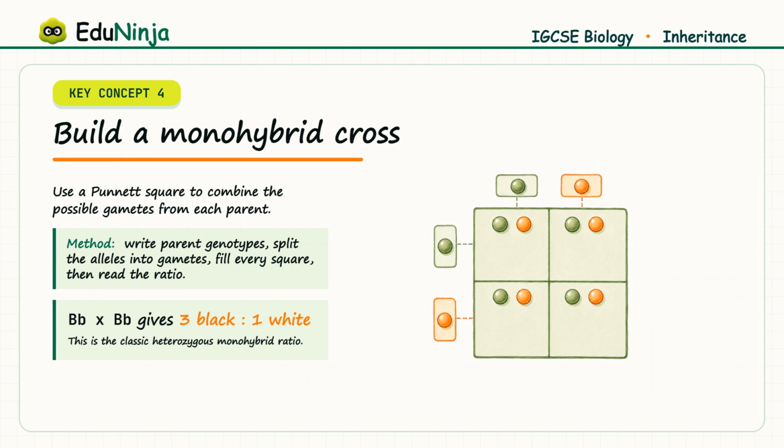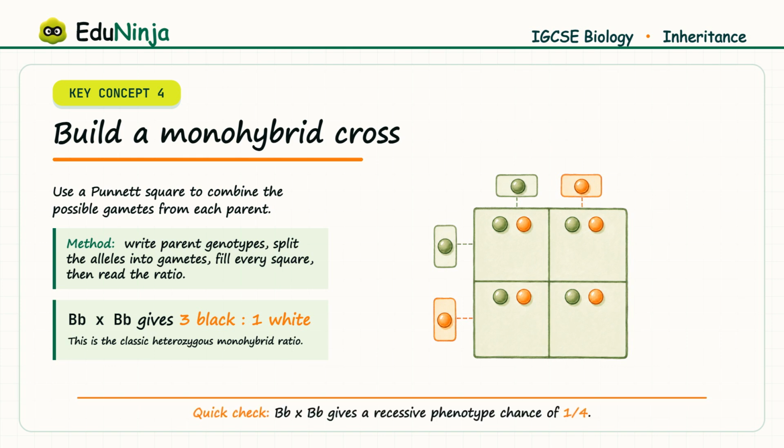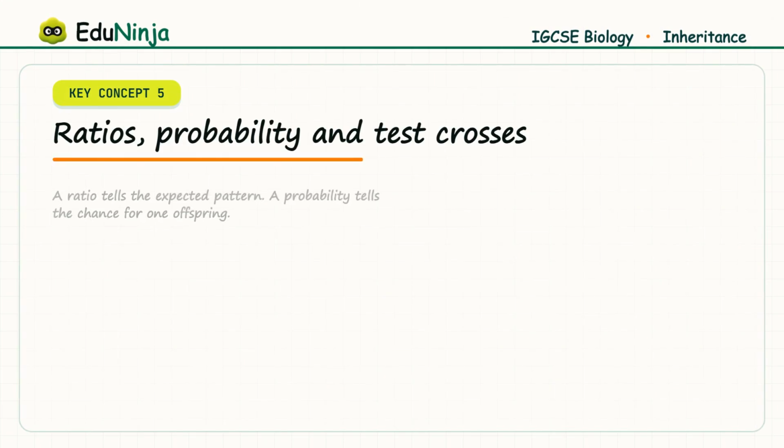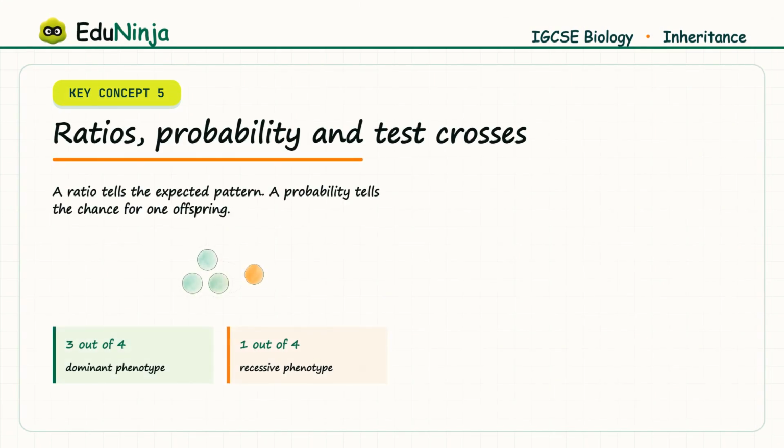Put one parent's gametes across the top of the grid and the other parent's gametes down the side. Then combine the allele at the top with the allele at the side in each box. The four boxes contain one BB outcome, two Bb outcomes, and one bb outcome. The genotype ratio is therefore 1 BB to 2 Bb to 1 bb. But the phenotype ratio is different because BB and Bb both show the dominant characteristic. So the phenotype ratio is 3 dominant to 1 recessive.